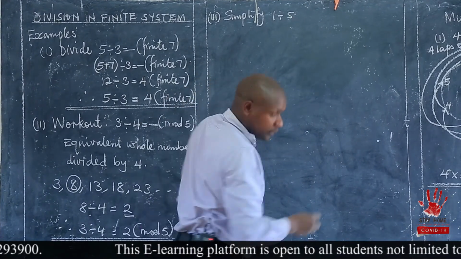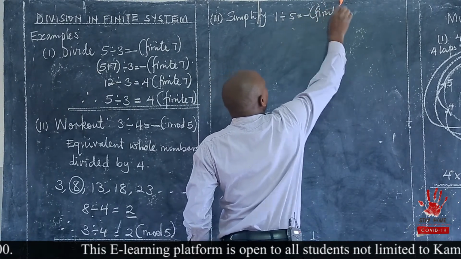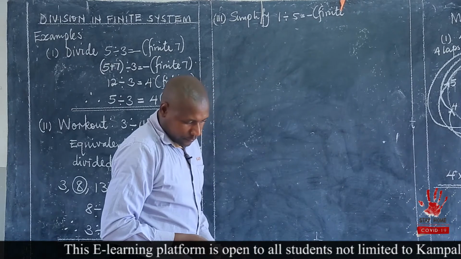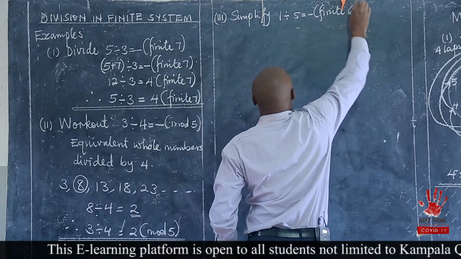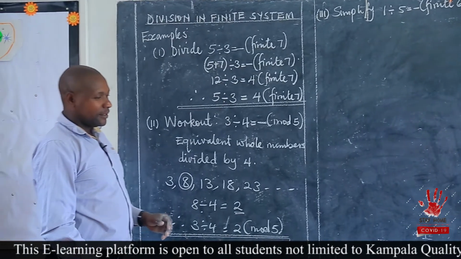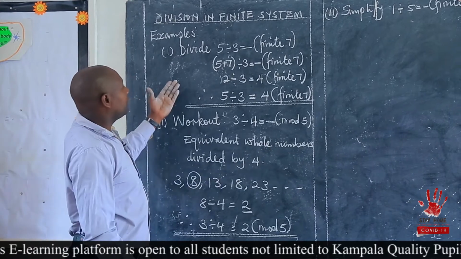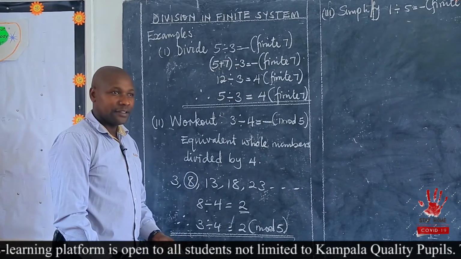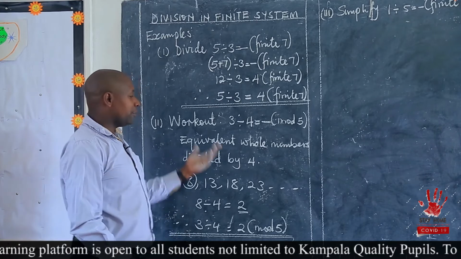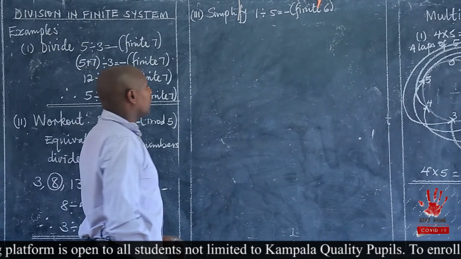And this is equal to dash finite. This time the finite, they are giving us 6. How do you go about that? Should we use equivalent whole numbers? Should we use calculation method? Allow me to choose, to take equivalent.